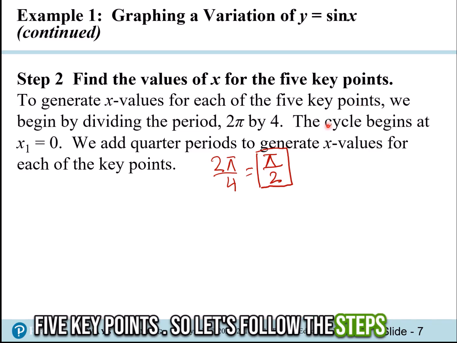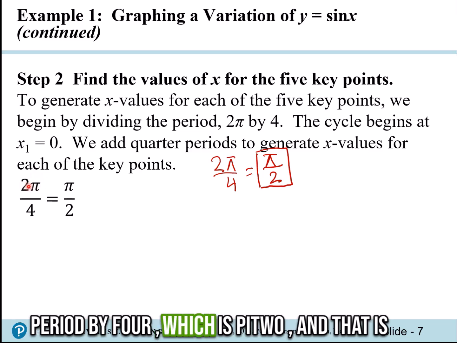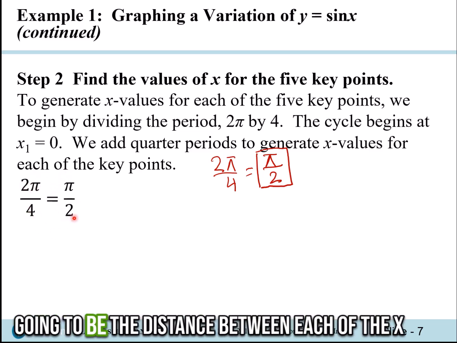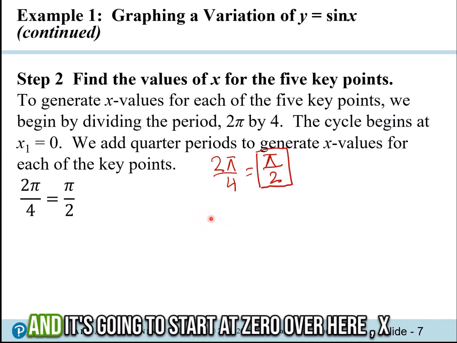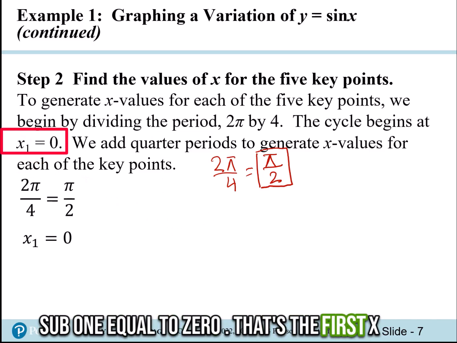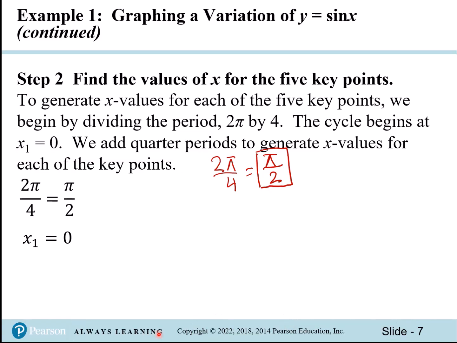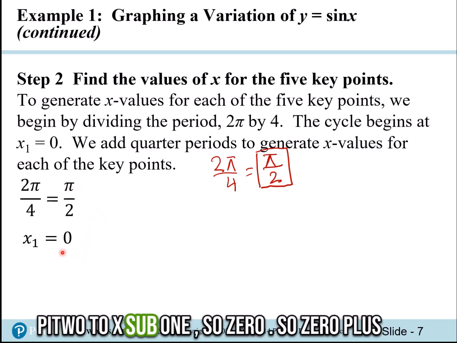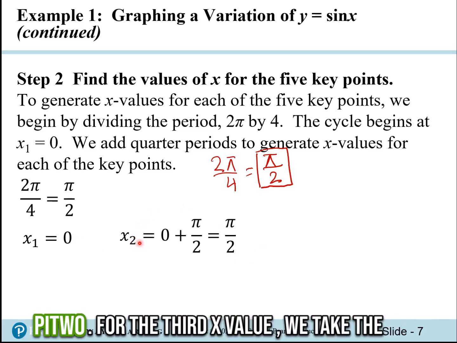So let's follow the steps that come up here. First, they are dividing the period by 4, which is pi over 2, and that is going to be the distance between each of the x values. We next determine the first x value, and it's going to start at 0 over here. x sub 1 equals 0. That's the first x value. To find the next x value, all we do is add pi over 2 to x sub 1, so 0 plus pi over 2 is pi over 2. The next x value is going to be pi over 2.